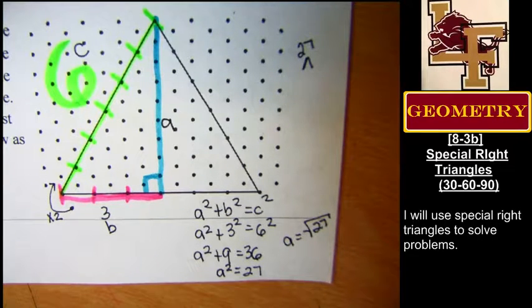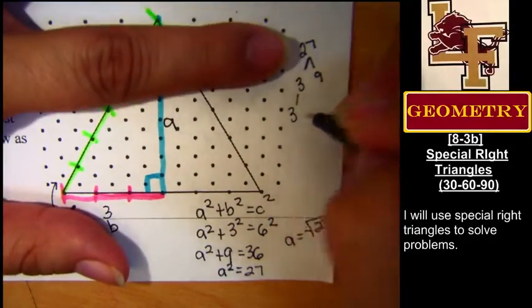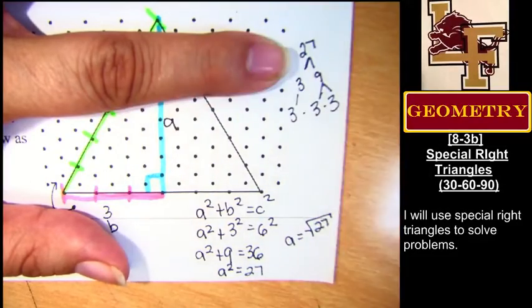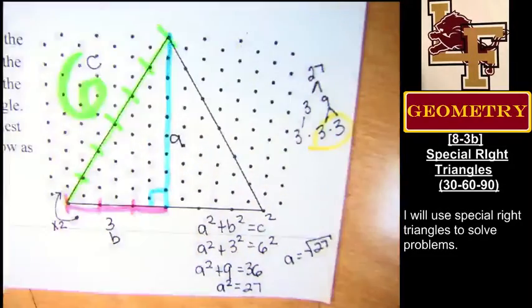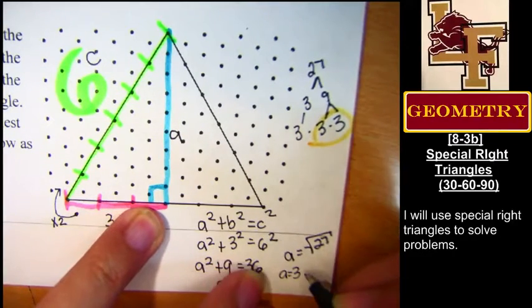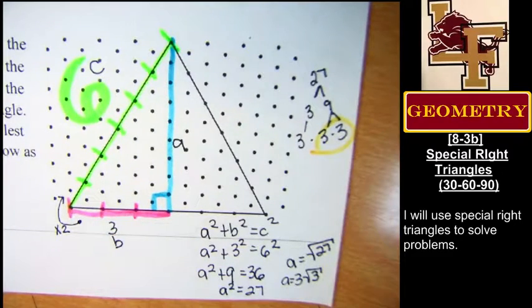Factors of 27, please. 3 and 9? Okay. 3 is already a prime number, so can I have factors of 9, please? 3 and 3, and here's my pair. And so A is 3 square roots of 3. And it really does look like the pattern is there.